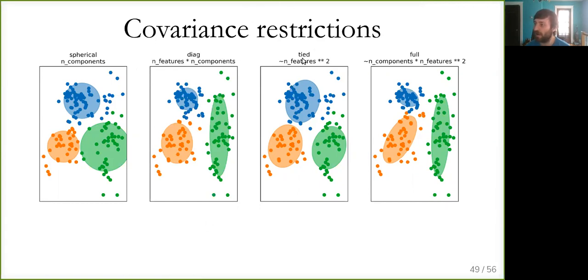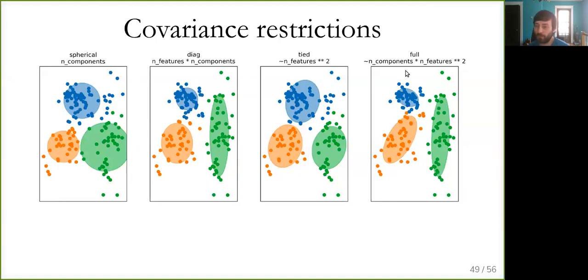There's also a variant which ties the covariance matrices. This is basically the unsupervised version of linear discriminant analysis, where you have a single covariance matrix. It's a full covariance matrix, so it's number of features squared, but it's shared among all of the distributions.